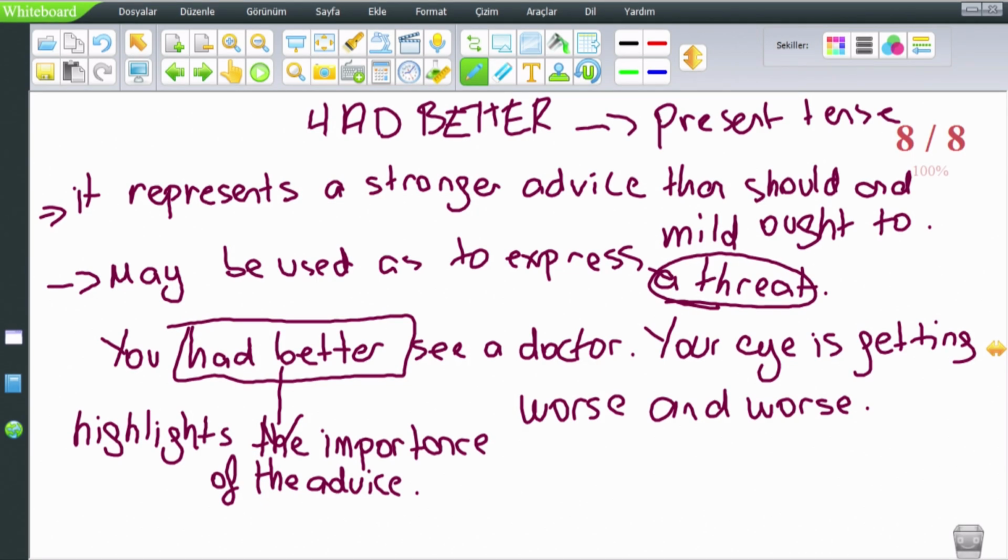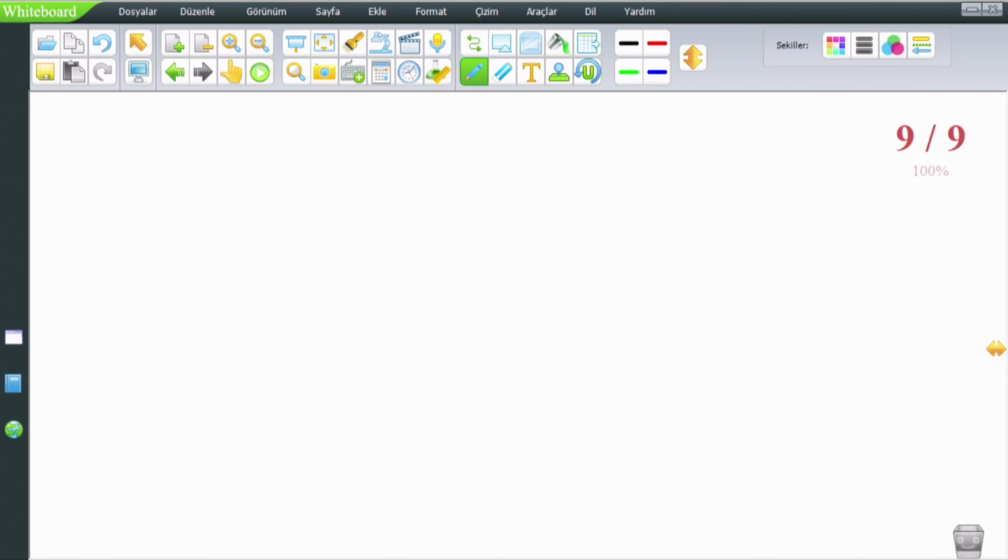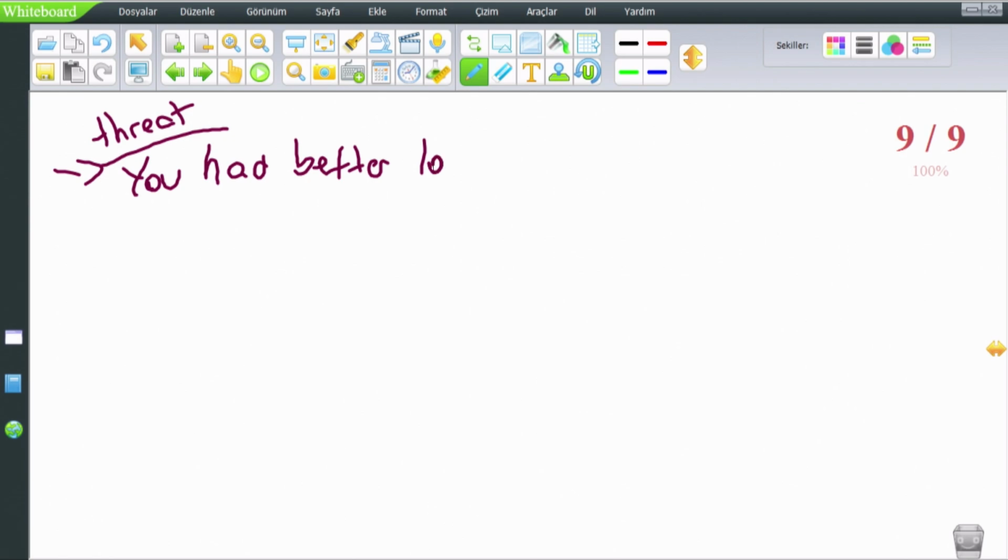If I used should in the sentence, it would have the meaning of a way milder advice. But this one expresses the importance of the situation. So also, an example of a threat: You had better lower your voice at her. This is something that you can understand from the meaning, if it's a strong advice or a threat.